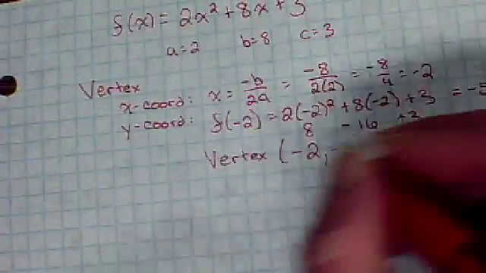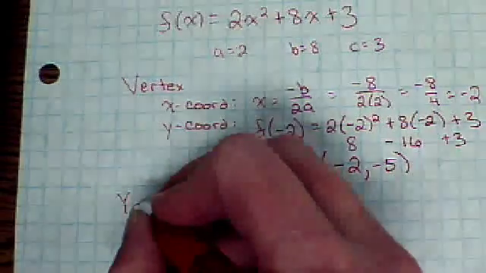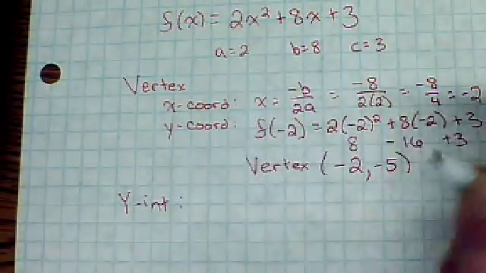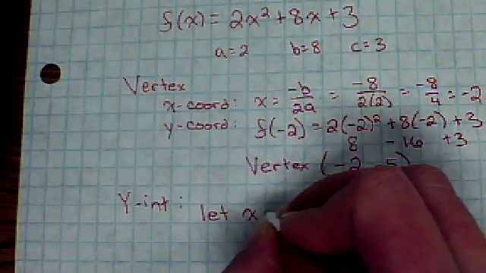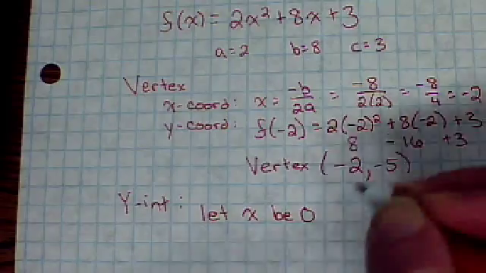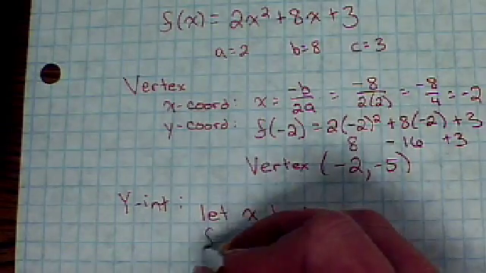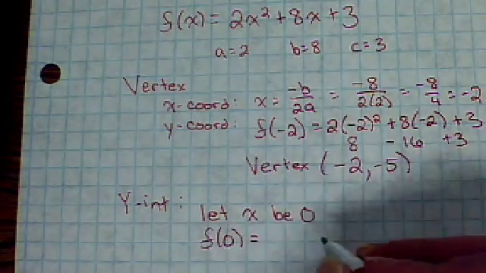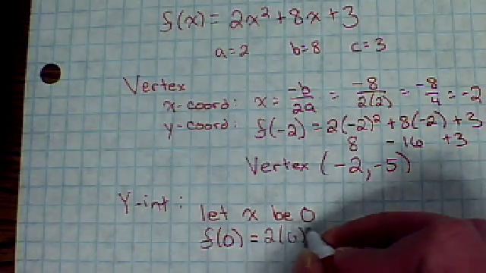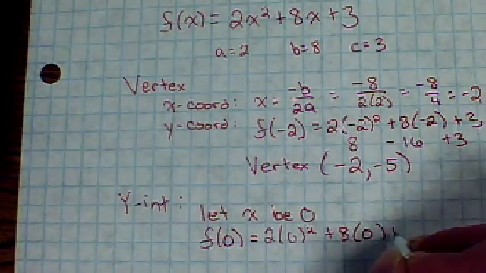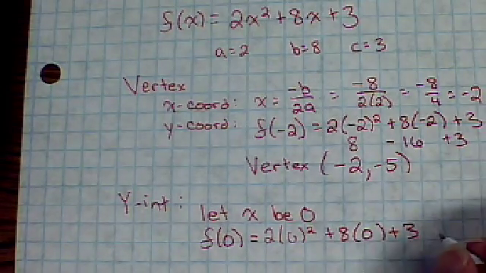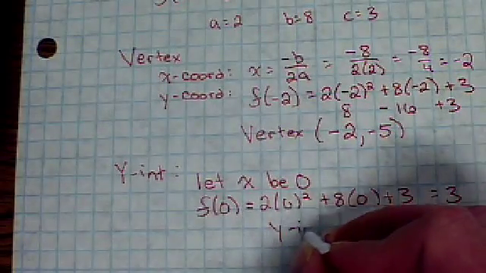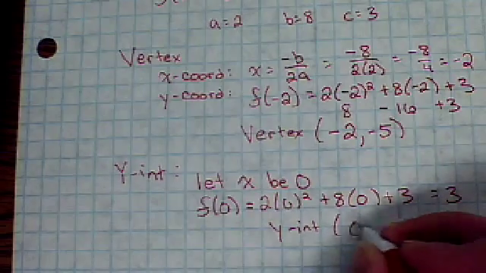Now the next thing they asked for was the y-intercept. Y-intercept is pretty easy to find when you're looking for it in an equation. We let x be 0. So we're evaluating the equation when x is 0. 2 times 0 squared plus 8 times 0 plus 3. Oh my goodness. Those go away and we're just left with 3. So the y-intercept is the point 0, 3.